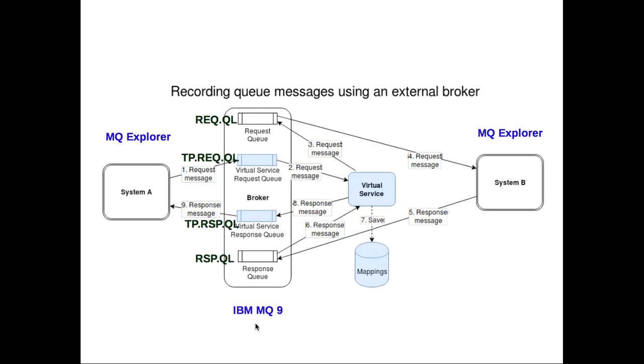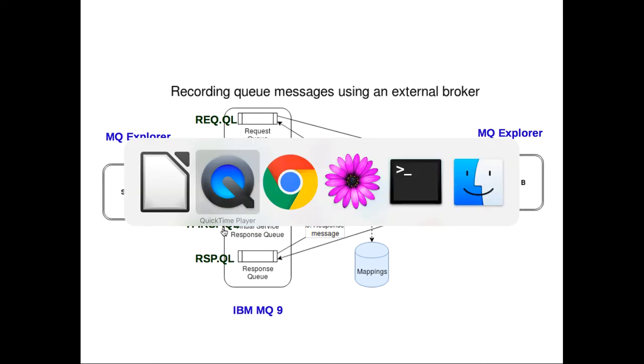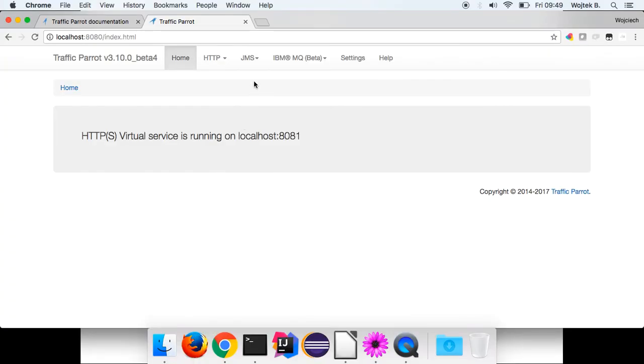And the queue names. For the request queue, we're going to name that queue request.ql. The response queue, we're going to name that queue rsp.ql. And the virtual service queues, we're going to name them tp.request.ql and tp.response.ql. So let's go ahead and do that. First of all, we need to start the JMS recording.